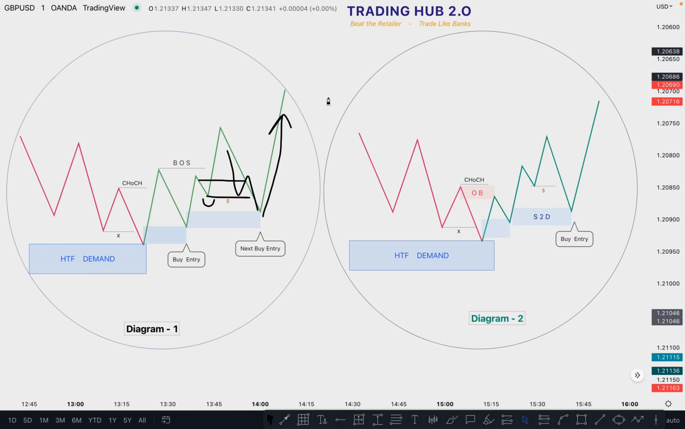Now let's switch to diagram 2. You can see what is happening here. In diagram 2, the market taps on the demand zone in the POI zone, and the same thing happens here, the market taps here, but this time the picture is a little bit different. The market did not break this structure in a single move. This time the market gives a little reaction at this order block, pushes downside, and then breaks this structure.